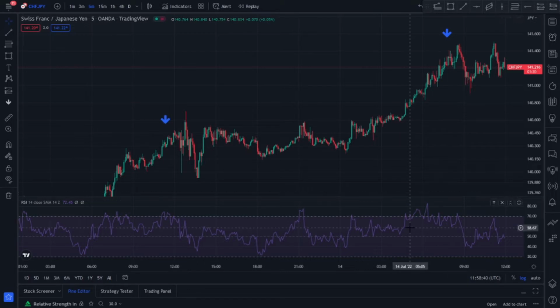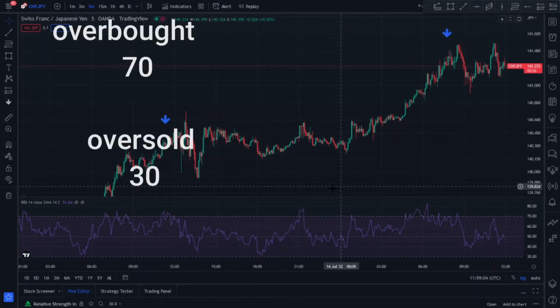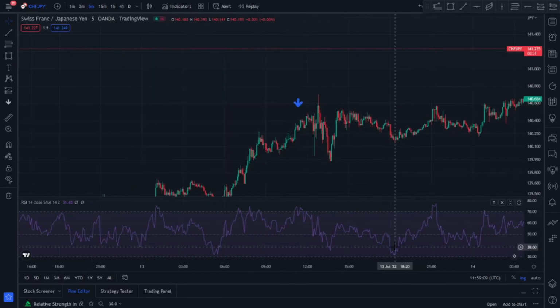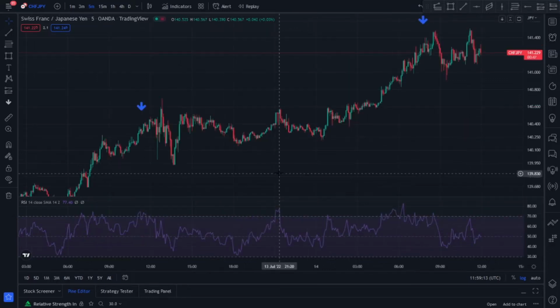The RSI line is between 30 and 70 in a box, and the 50 line is in the middle, which is the middle line. In general, if the RSI line is above the range of 70, it indicates overbought, that is, the buying power is saturated and there is no buying, so there are many sellers. And if it is below the range of 30, it indicates oversold, that is, the selling power is saturated and there are no sellers, so there are many buyers.